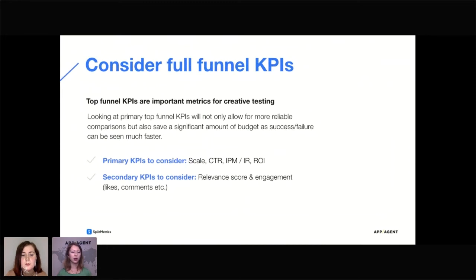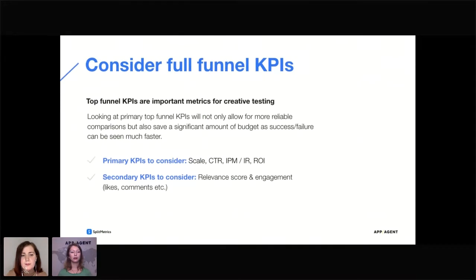So you can see here I also listed some primary and secondary KPIs to consider. Important note to make here is that, again, you must consider what kind of platform you're testing on. In case you are looking into testing a YouTube ad, one of the primary top funnel KPIs might be a view rate, which is not listed here, but generally you will be fine with this.